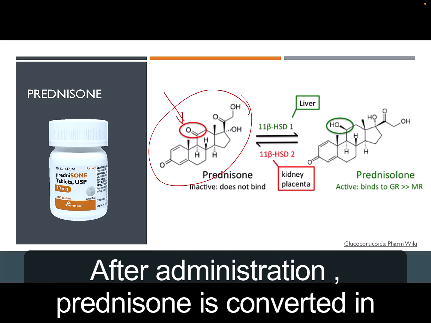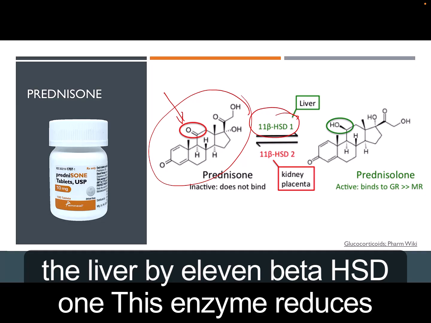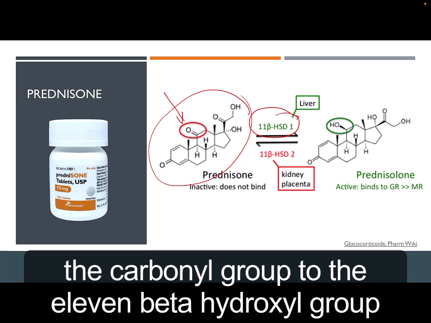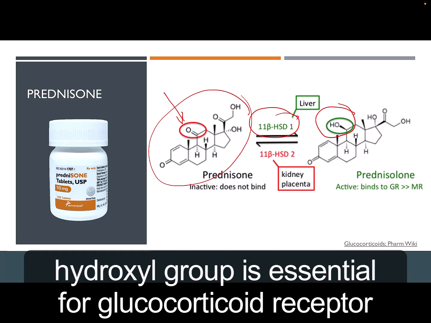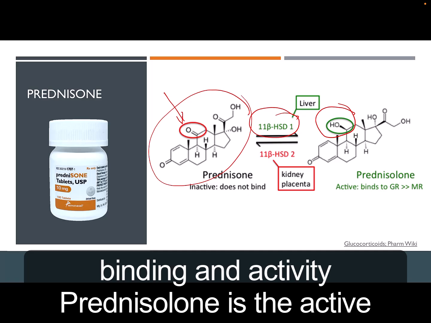After administration, prednisone is converted in the liver by 11-beta HSD1. This enzyme reduces the carbonyl group to the 11-beta hydroxyl group, producing prednisolone, shown on the right. That hydroxyl group is essential for glucocorticoid receptor binding and activity.